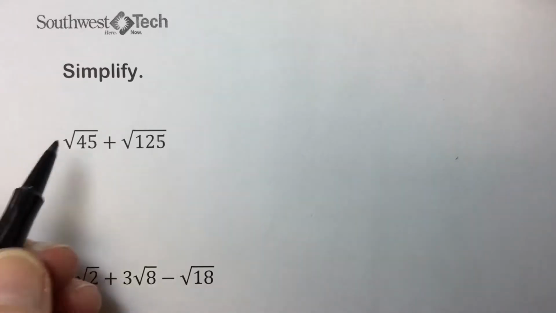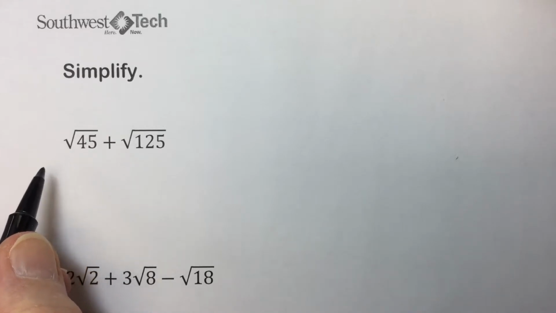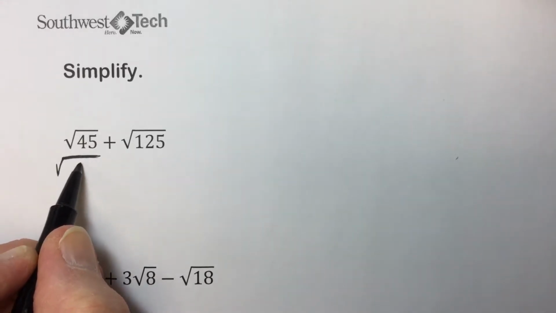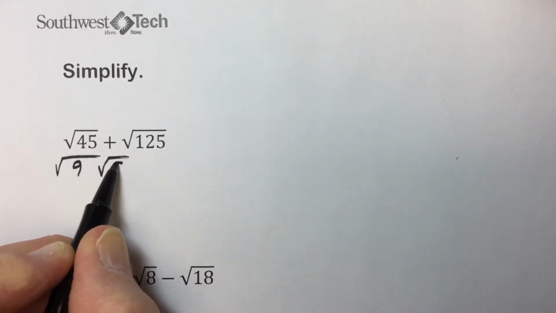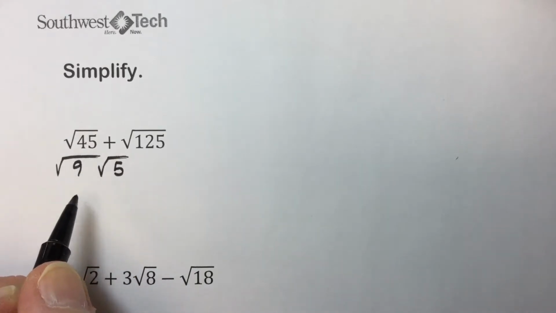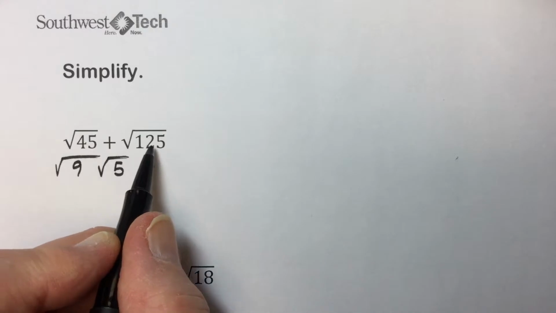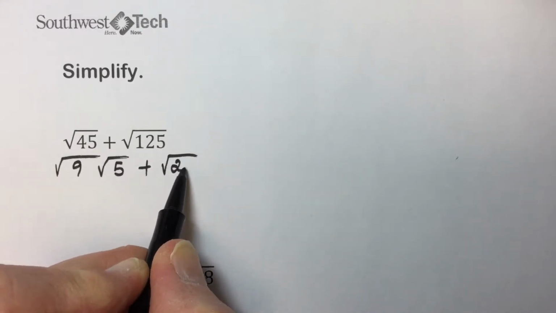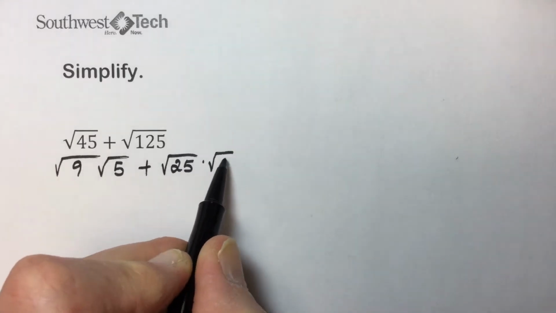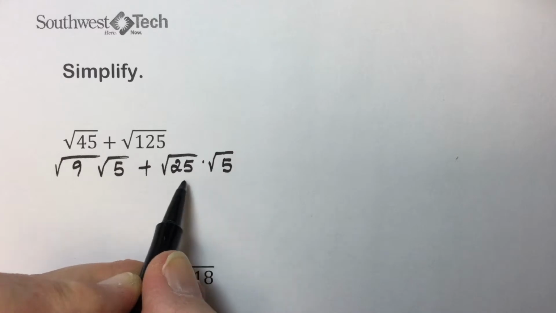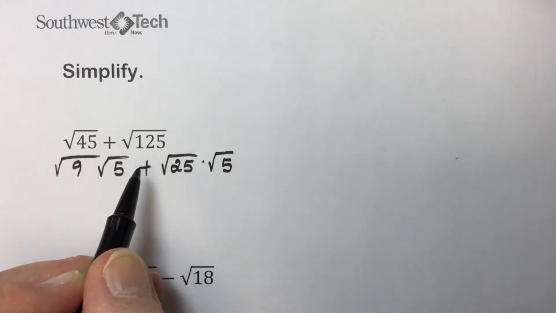So if we look at square root of 45 and use our product rule for square roots, this would break down into the square root of 9 times the square root of 5, since those radicands multiply to equal 45. And likewise, the square root of 125 can be broken down into the square root of 25 times the square root of 5, since 25 times 5, the product of the radicands, is equivalent to the original.